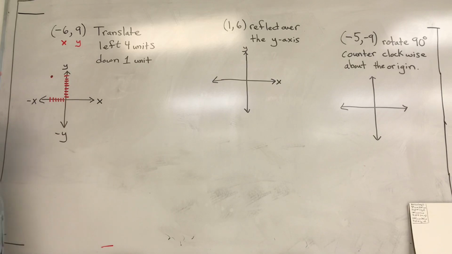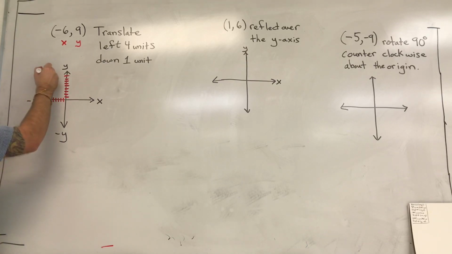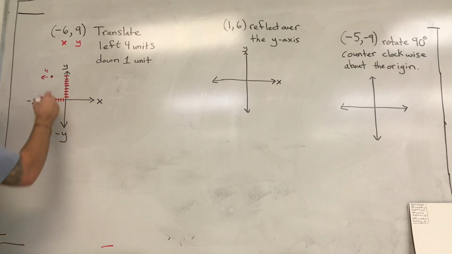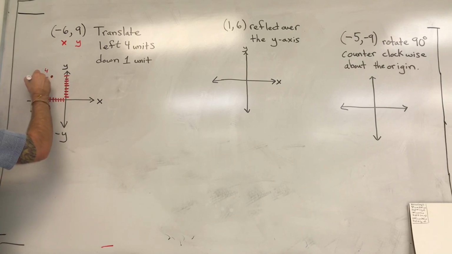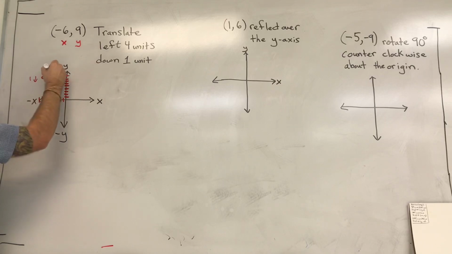And then we're being asked to translate it left 4 units, down 1 unit. Left 4 units, 1, 2, 3, 4. So it's going to go that way to the left 4 units. And then it's going to go down 1 unit. So this is the point, negative 6 comma 9.